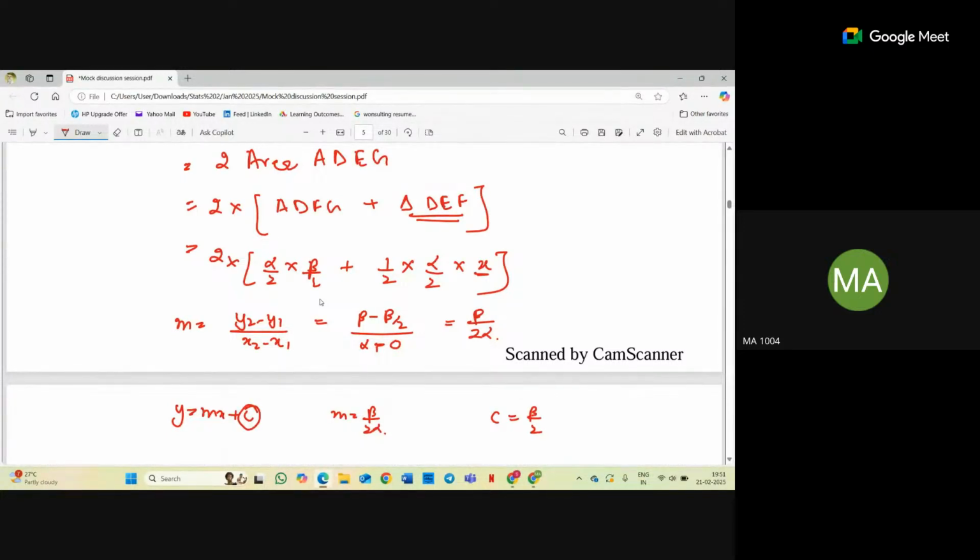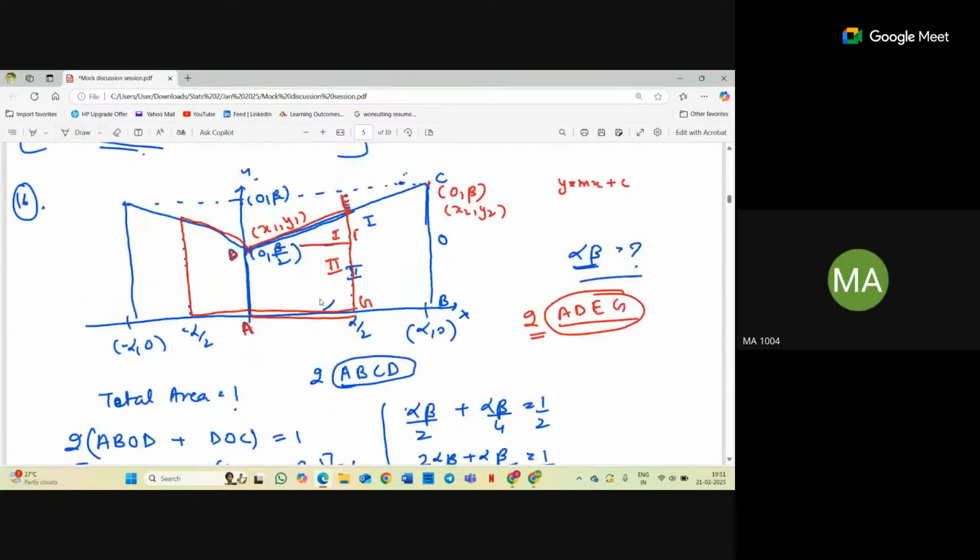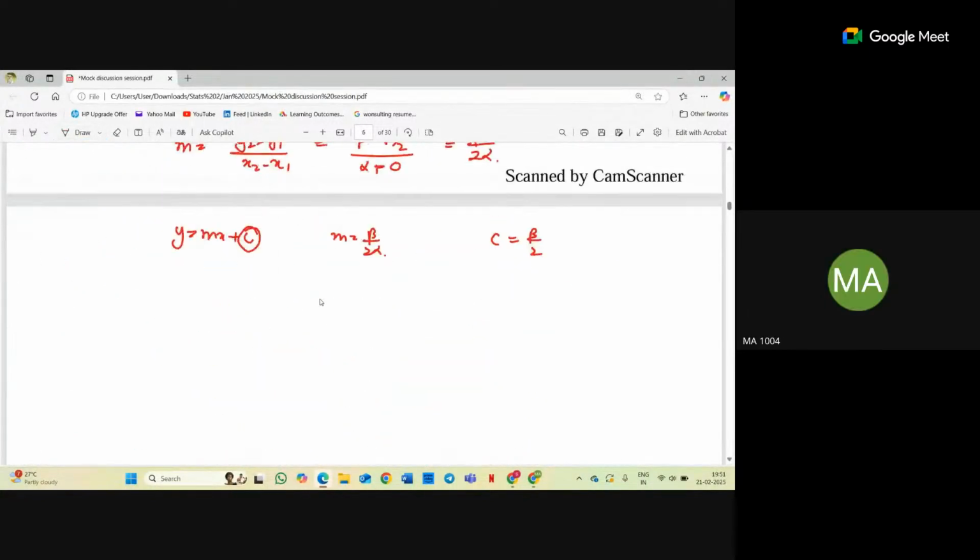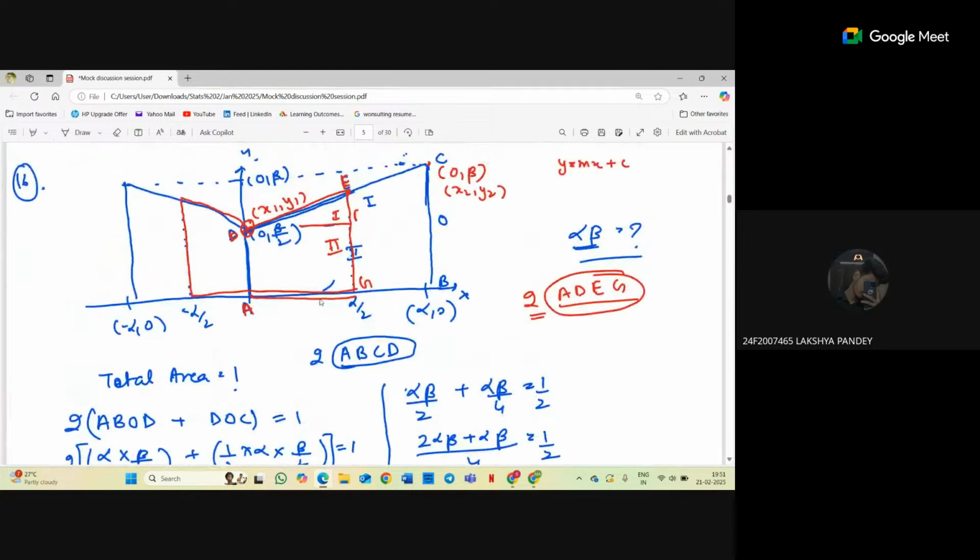If you see the figure here, x is 0, and that is the y-intercept, beta by 2. Ma'am, how did we take the intercept? Can you explain once again? x equals 0 is the y-intercept. At what point is it intersecting y? It is at beta by 2, right?